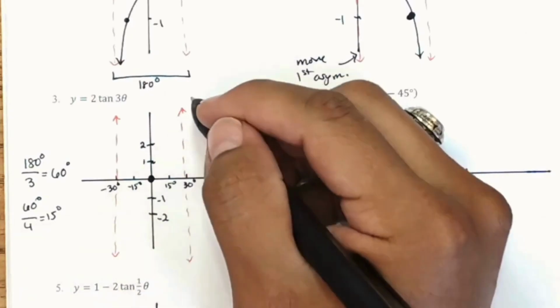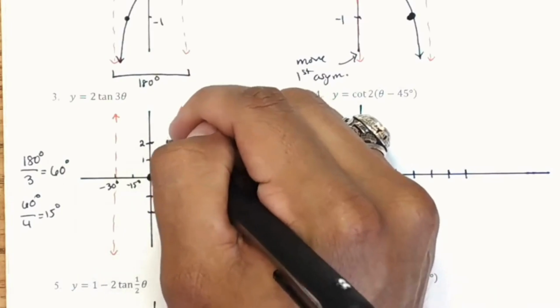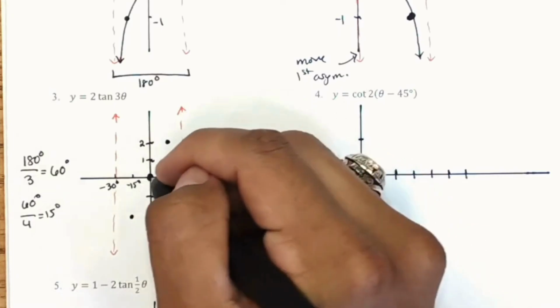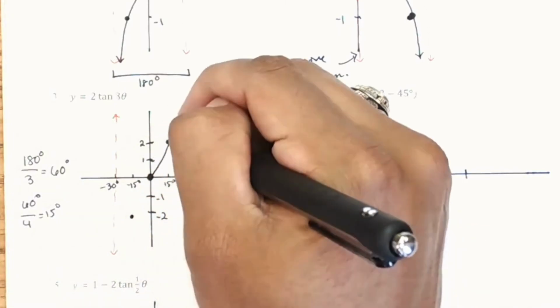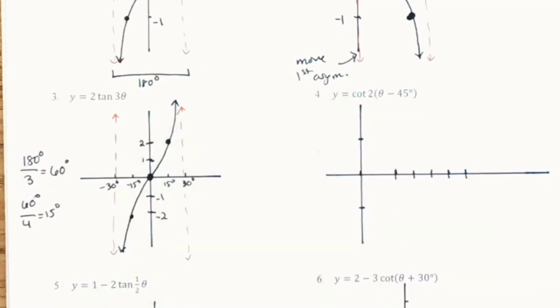Well, tangent looks like that cubic function. Since we're not reflecting it, this 15 degrees ends up being at 2. This negative 15 degrees ends up being at -2. So you kind of get your tangent graph that looks like that.